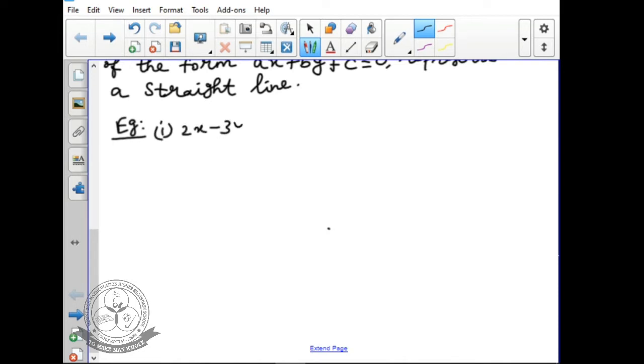2x minus 3y plus 5 equal to 0. See here, what is the degree of the given equation? Here x means what is the power? The power will be 1. y means the power will be 1. So this is a linear equation in two variables.